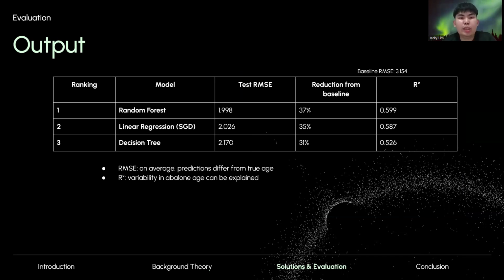The linear regression comes next with an RMSE of 2.026 and an R-square of 0.587. It captures the main linear trend in the data. For the last, the decision tree performs the worst with an RMSE of 2.170 and an R-square of 0.526, as it easily overfits and gives higher error. Overall, both random forest and linear regression reduce prediction error by around 36% from the baseline.